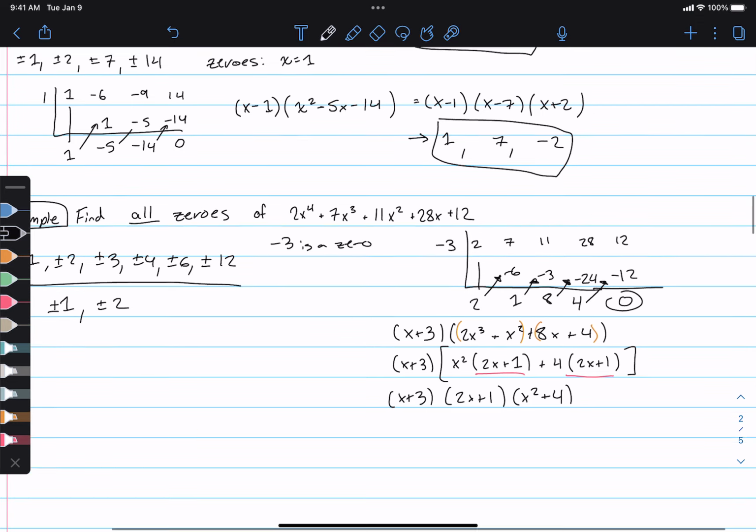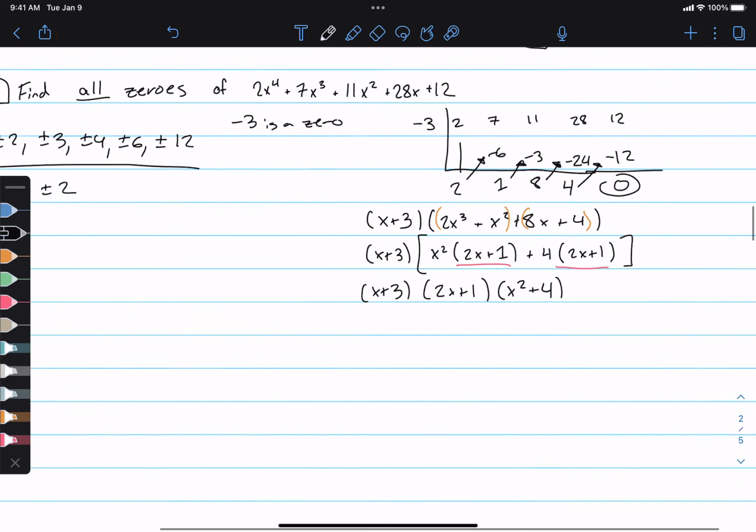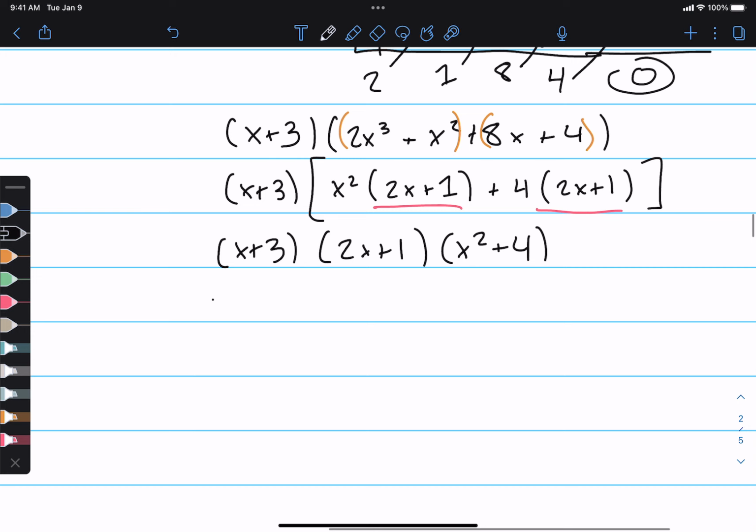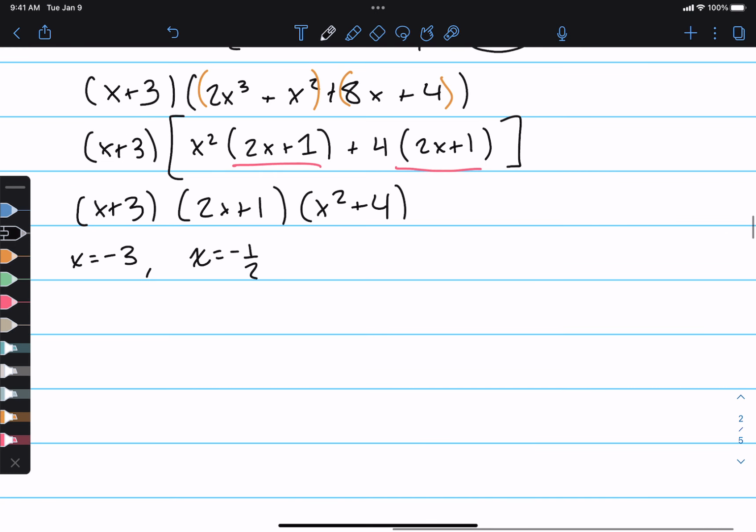Yeah, and so we still want to find all the zeros. Okay, so this tells us that x equals negative 3 is a 0, which we already found. This tells us that x equals negative 1/2 is a 0, which we found. And then we're going to have to do a little bit more work with this one, right?